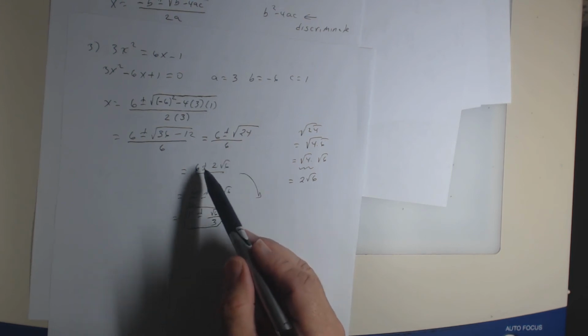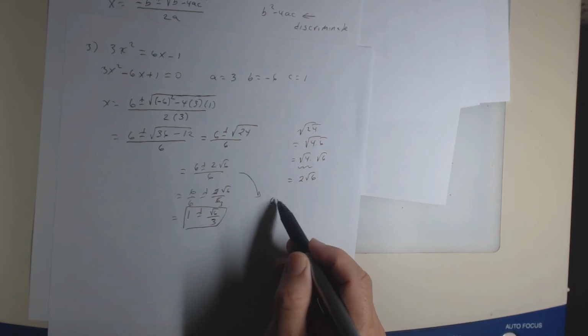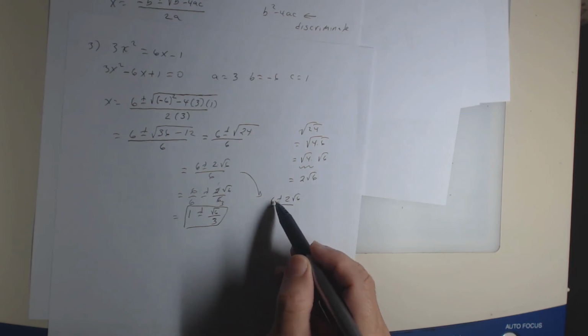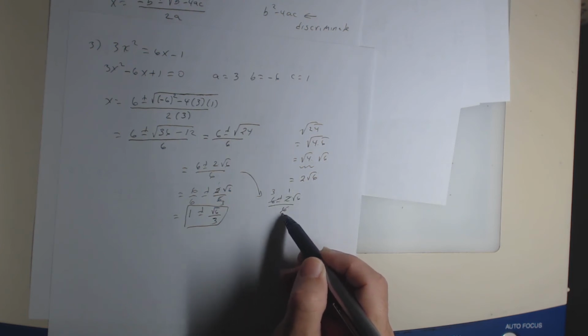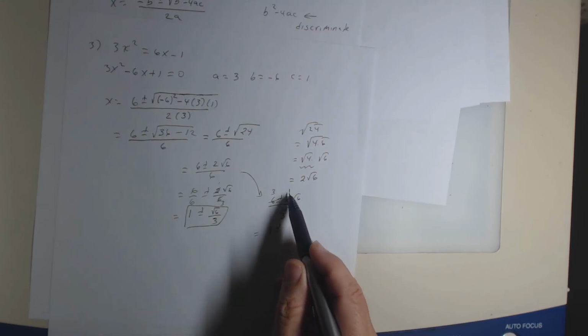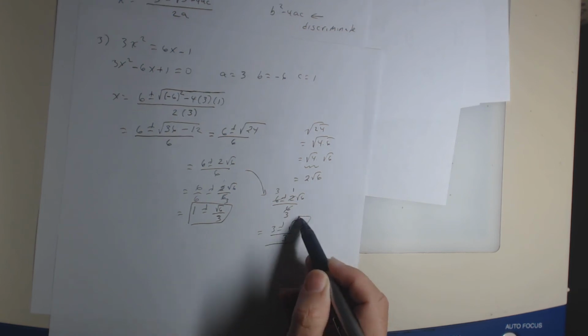So you see where the 6, the 2, and the 6 are all divisible by what number? 2. So I'm going to go ahead and rewrite this to show what I'm doing. So in your mind, you're going to say 6 divided by 2 is what? 3. 2 divided by 2 is what? 6 divided by 2 is what? And your answer would be 3 plus or minus square root of 6 all over what? 3. So that's another way.